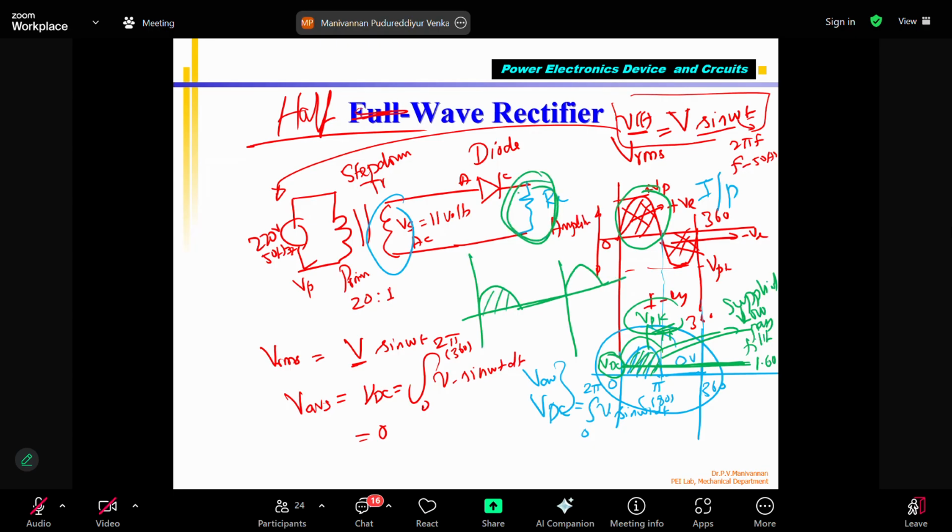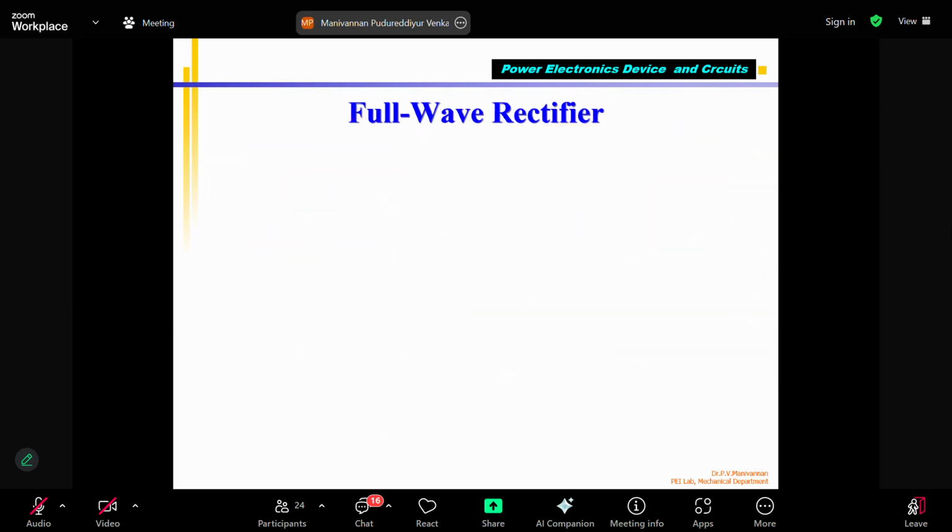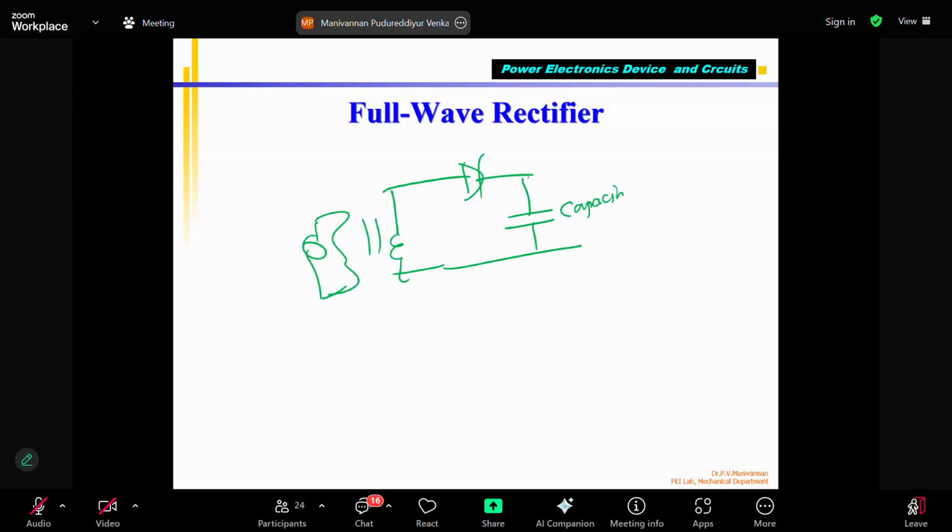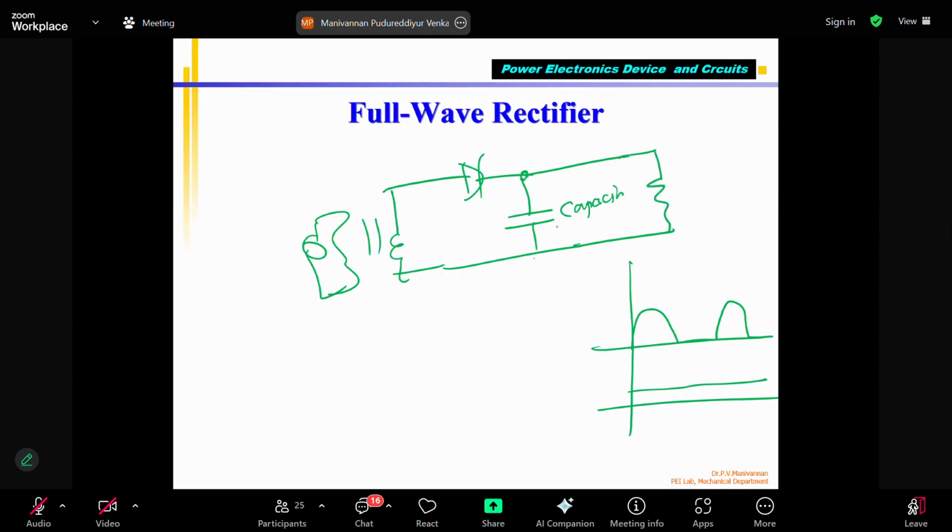If I want to smooth the DC, after the diode I will put a filter. I can use a filter, which is a capacitor. If I connect a capacitor, then when you give the rectified output, what you will get is a constant DC here. Now I connect the load here. I added this; this is my filter. The capacitor acts as a filter.